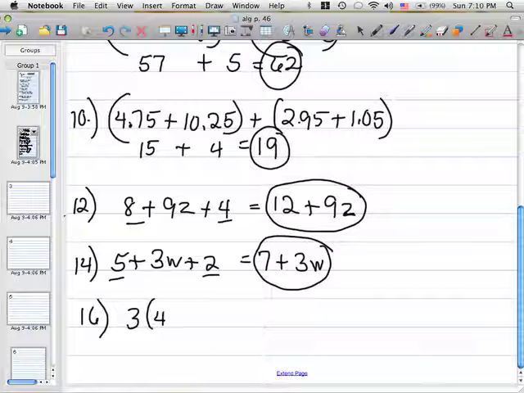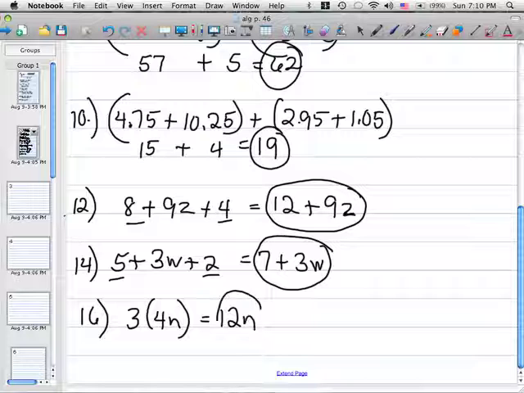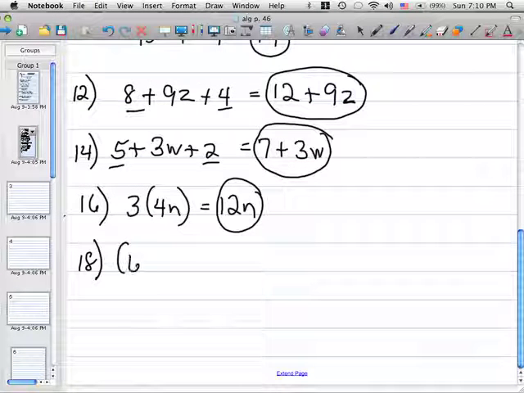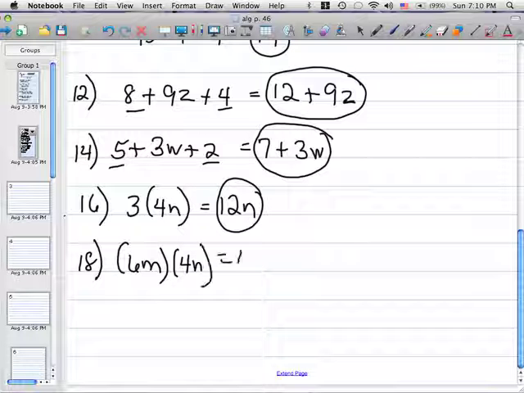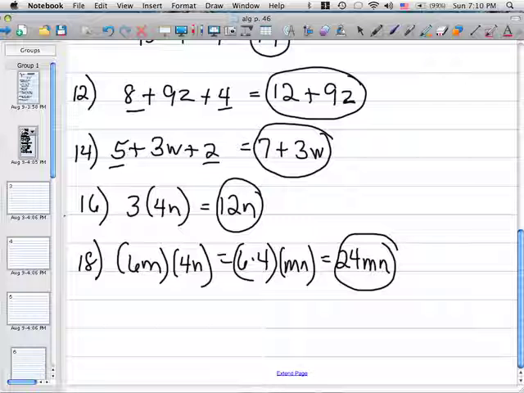16, I have 3 times the quantity 4n. You can regroup and take the 3 times the 4 and get 12n. Number 18, we have 6m times 4n. So you can move the 6 times 4 together, and then the mn. So the answer is 24. Keep the variables in alphabetical order, 24mn.